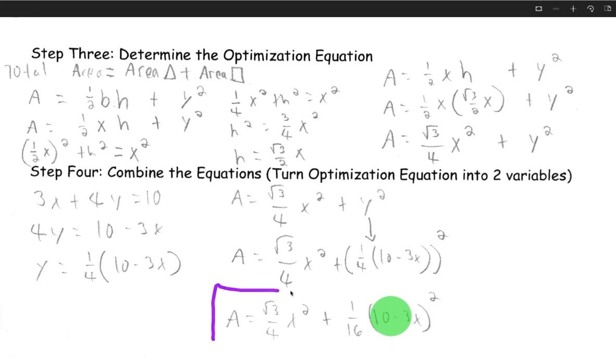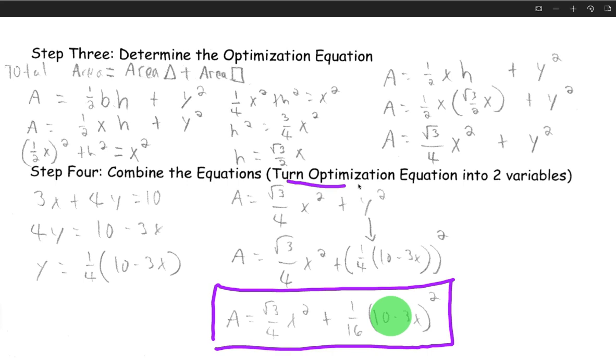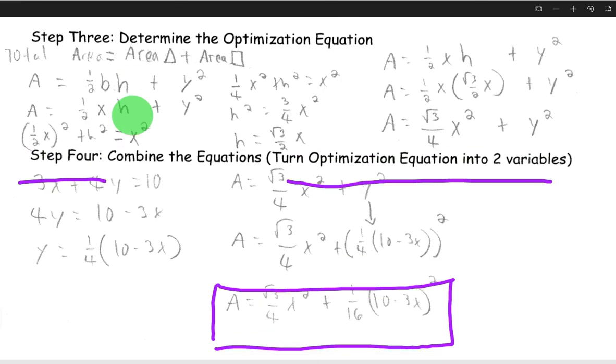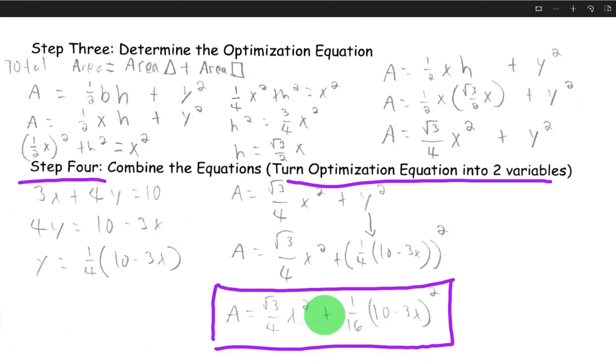So now I have my optimization equation in terms of two variables for step 4. And remember, A is what we're trying to optimize, in this case, minimal area based on x, which in this particular problem, is based on the side length of the triangle. So I can basically figure out what the side length of my equilateral triangle should be, in order to determine my minimum area, and I can figure out y from there. So that's it for step 4 of getting the optimization equation in terms of two variables.